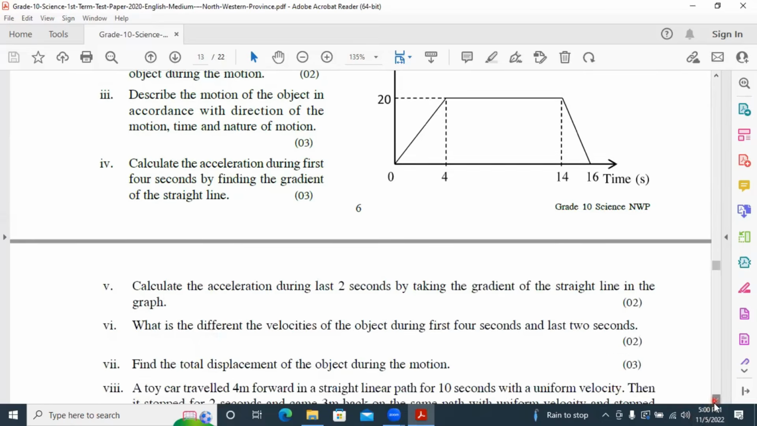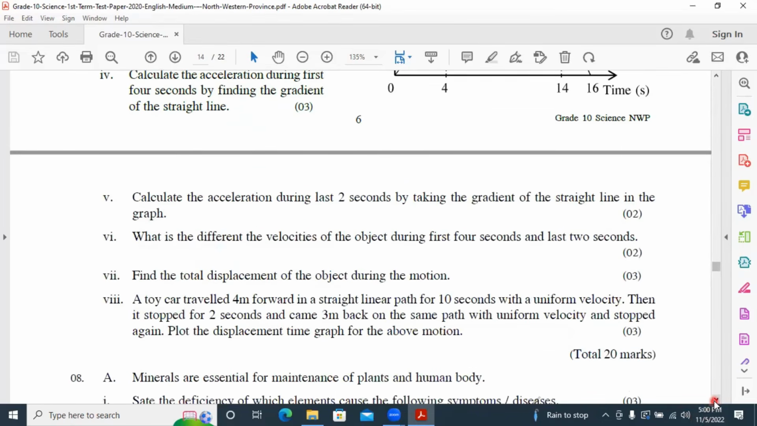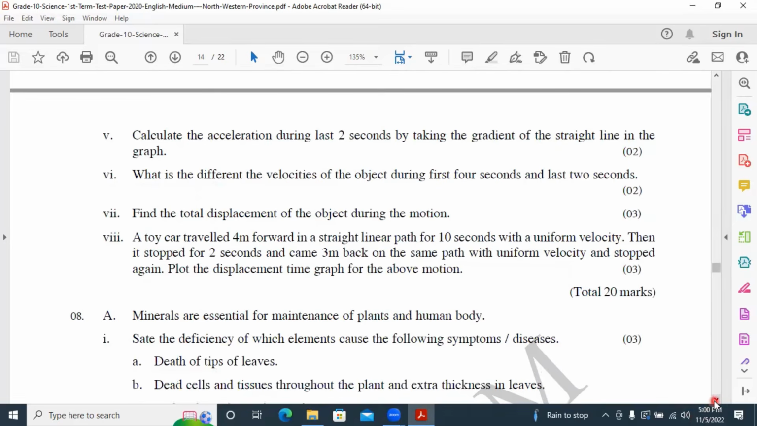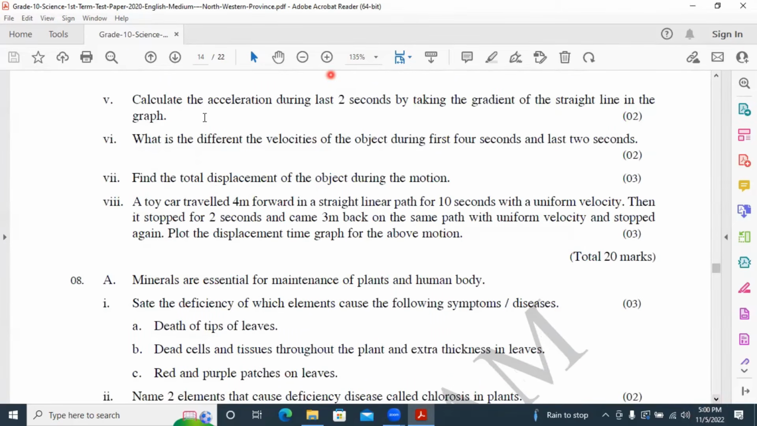Problem number 5. Calculate the acceleration during the last 2 seconds by taking the gradient of the straight line in the graph. Here the gradient can be taken. The y-axis difference is 0 subtract 20, divided by the x-axis difference, 16 subtract 14. And the answer is minus 10 ms minus 2. That means it is a deceleration.